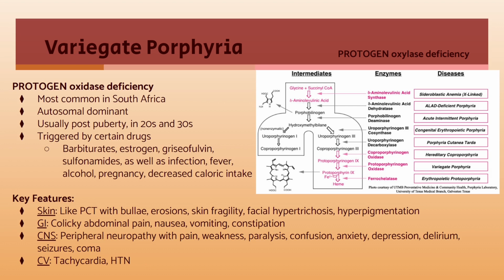Now, where's the buildup? In this case, you'll see it in the mitochondria, or at least protoporphyrin 9 will build up in the mitochondria because the step before that is there. Now, PCT, which presents eerily similar, its buildup will be in the cytosol, right? Because you know that the enzyme affecting PCT is uroporphyrin decarboxylase.